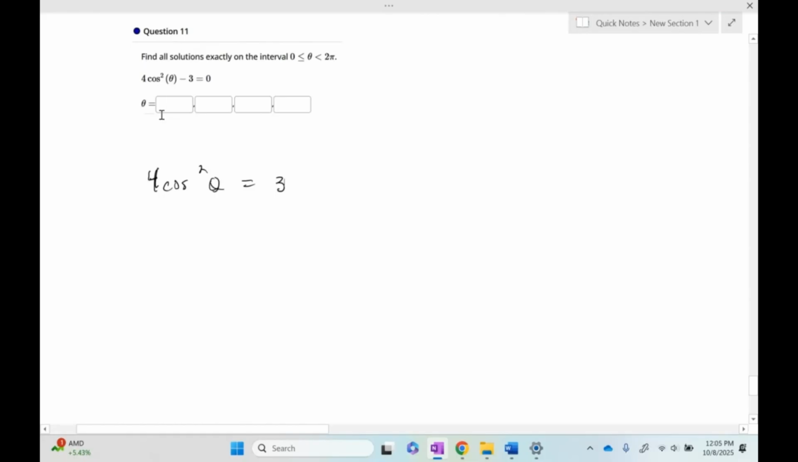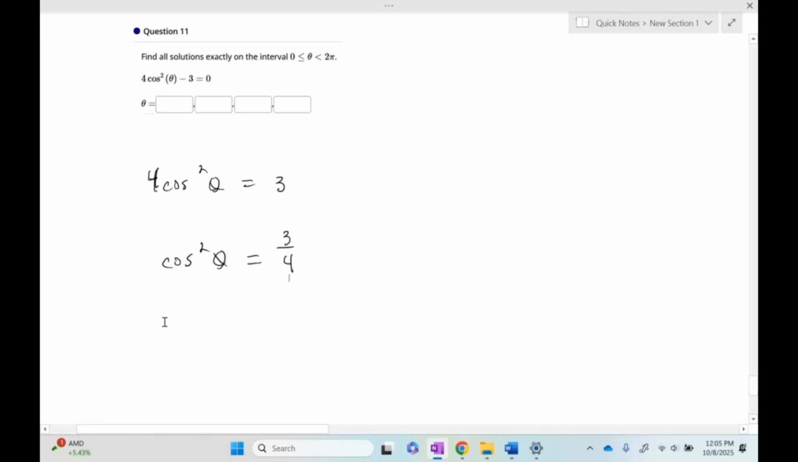And I want to make sure that the coefficient of my squared term is a 1, not a 4. So the opposite of multiplying cosine squared by 4 is to divide by 4, right? So we have cosine squared theta is equal to 3/4.